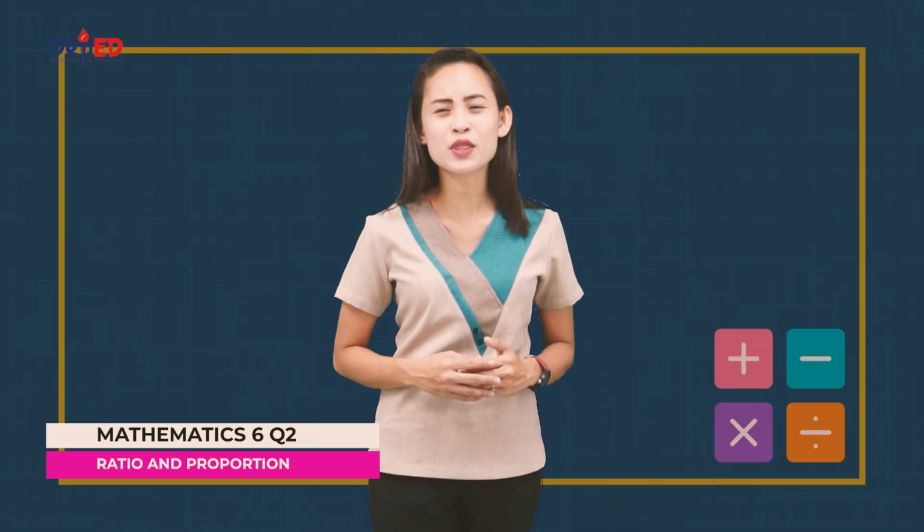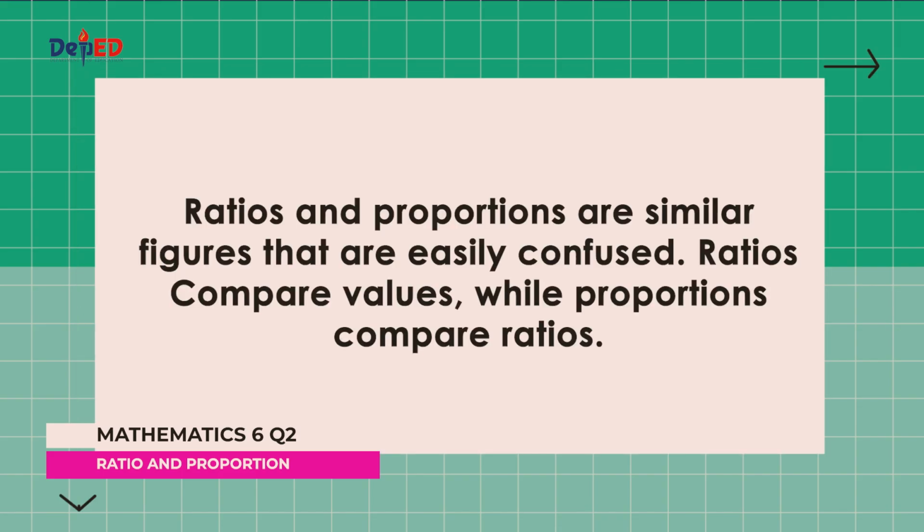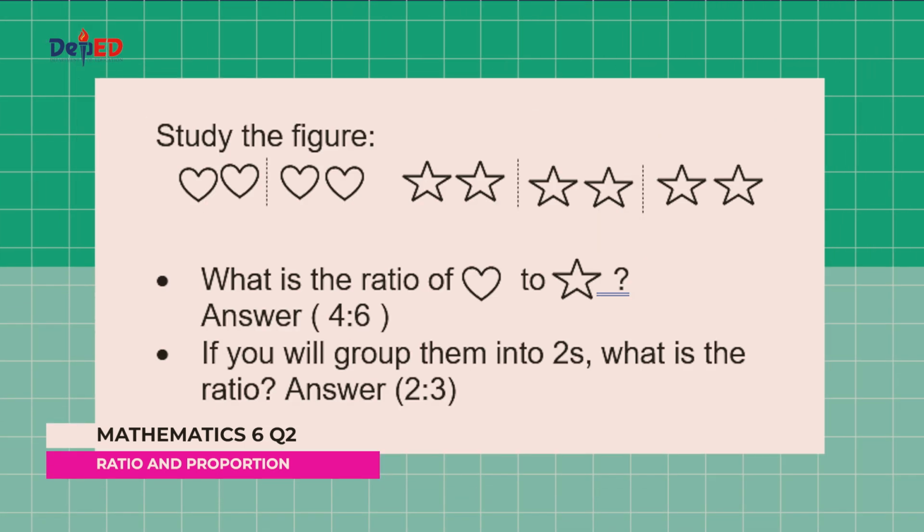Proceed to lesson 3 of your self-learning modules. Ratio and proportions are similar figures that are easily confused. Ratios compare values, while proportions compare ratios. Study the figure. What is the ratio of hearts to triangles?